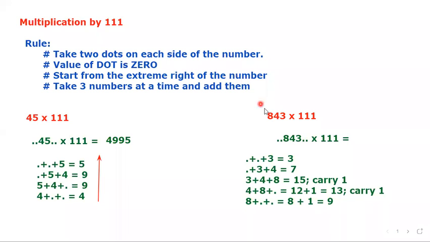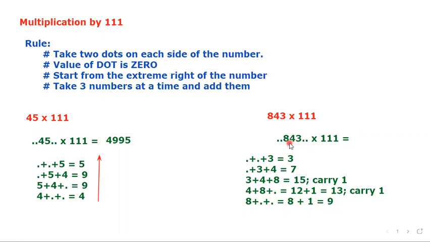Let's take one more example. We have to do, this time, a bigger number, 843 times 111. I'll be putting two dots on each side of 843. I'll be taking three numbers at a time. So it goes like dot plus 3, which is 3. Then I'll be shifting: dot plus 3 plus 4, which will give me 7. 3 plus 4 plus 8, which will give me 15.